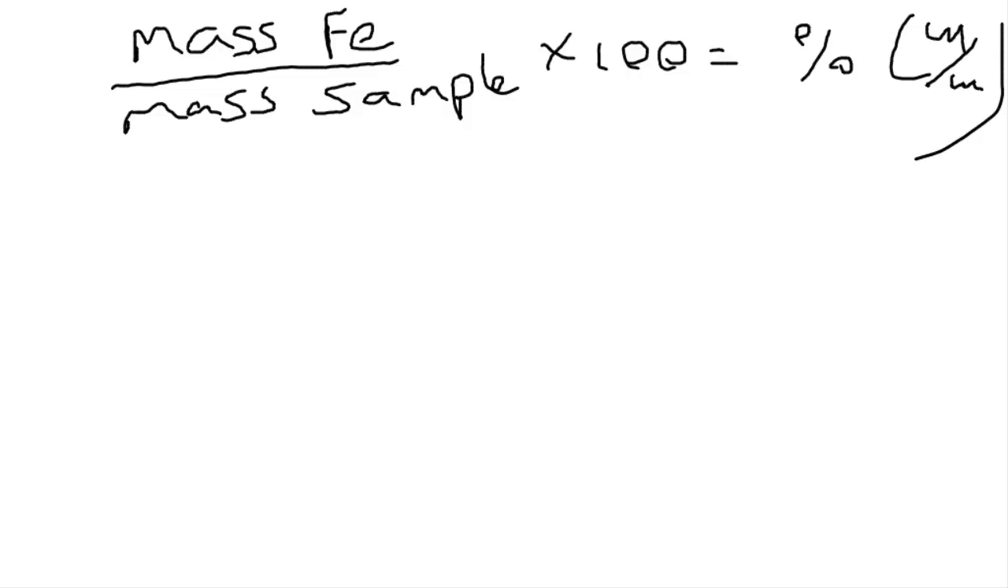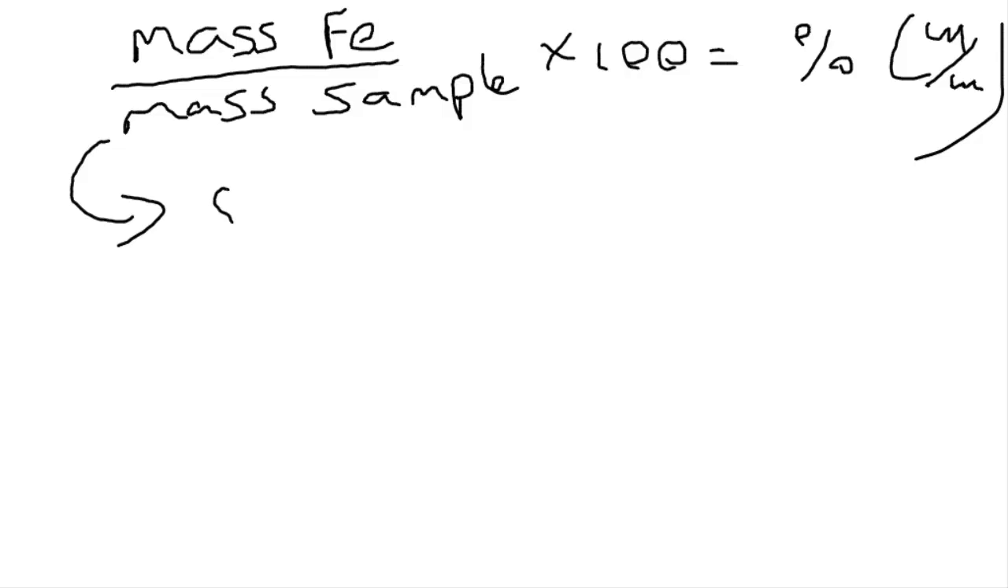In this particular question, we don't know either the mass of the iron or the mass of the sample. So let's look at the mass of the sample first. We don't know that directly. What we're going to have to do is figure it out, and we are given the density. So if we know the volume of our piece of metal in centimeters cubed, we can figure out what mass that is from the density.